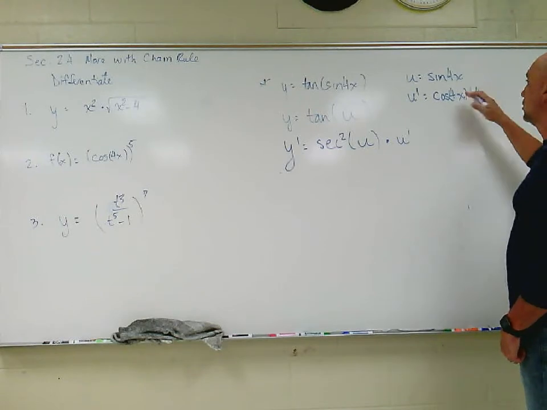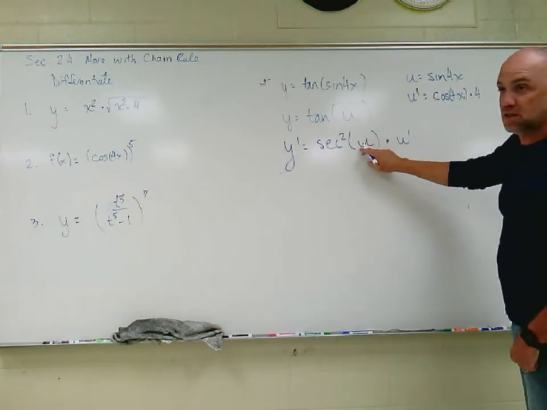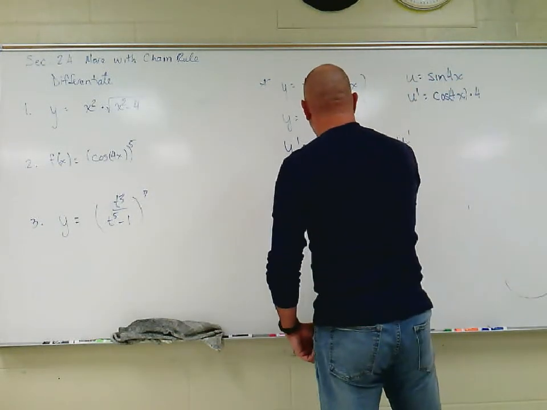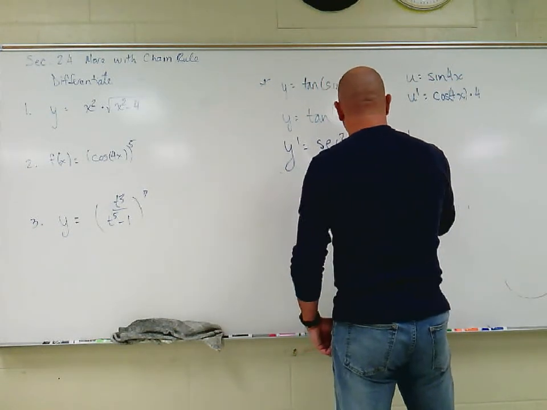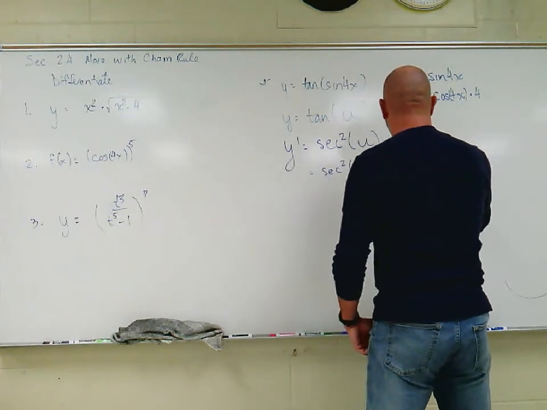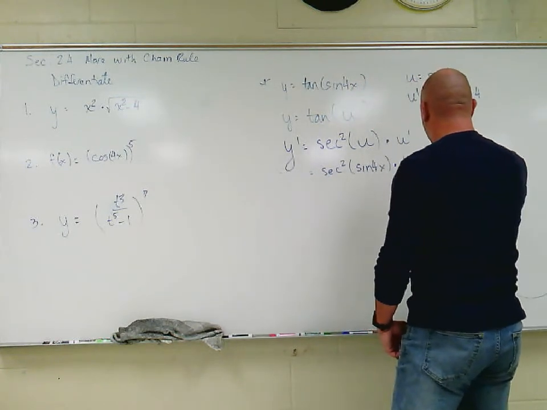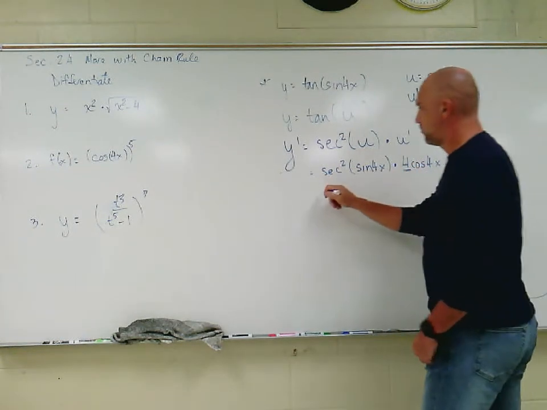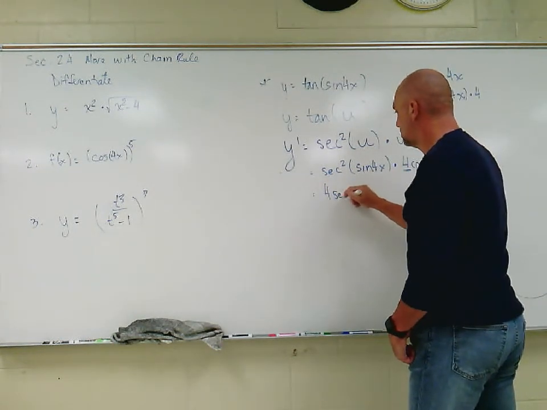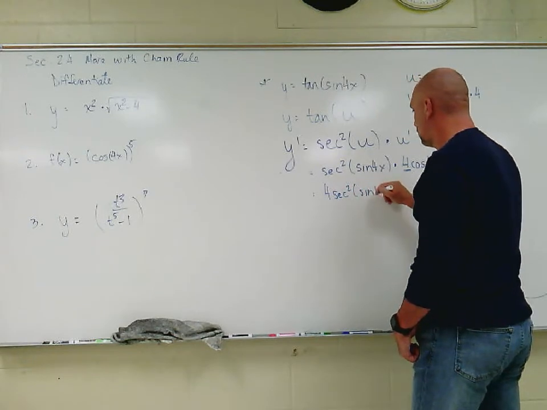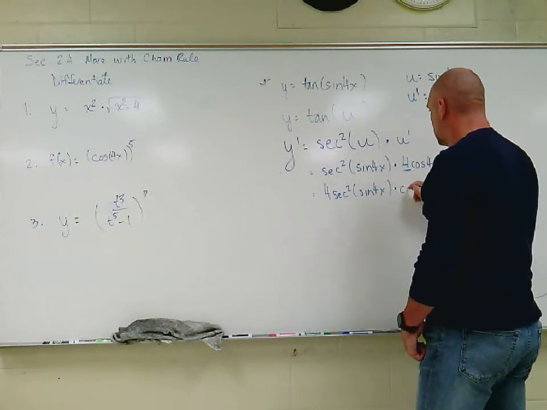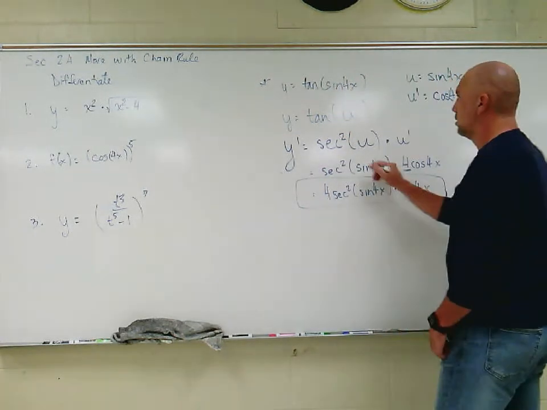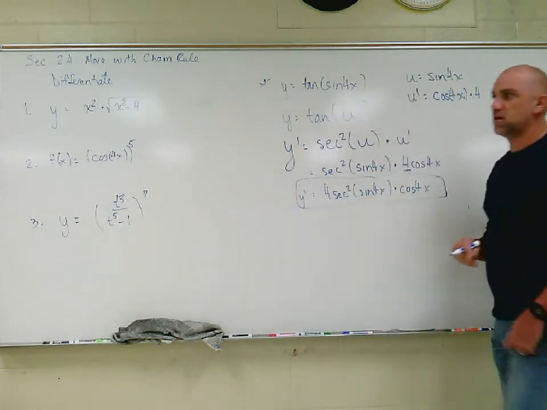So 4 cosine 4x. So now, sine of 4x goes in here, 4 cosine 4x goes out there, and that's it. So you get secant squared of sine of 4x times u prime, which is 4 cosine of 4x. And what I would probably just do is move this 4 to the front: 4 secant squared of sine of 4x times cosine of 4x. And that is the derivative of the problem that we left you with the other day.